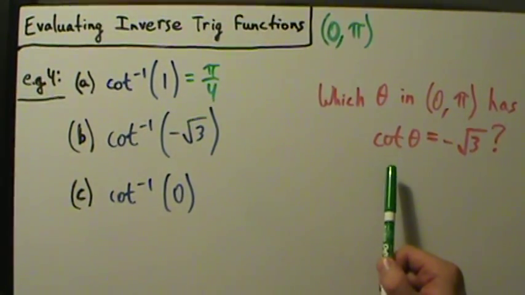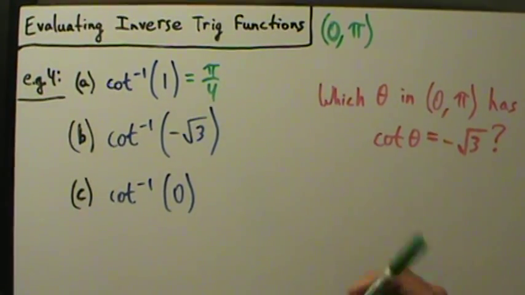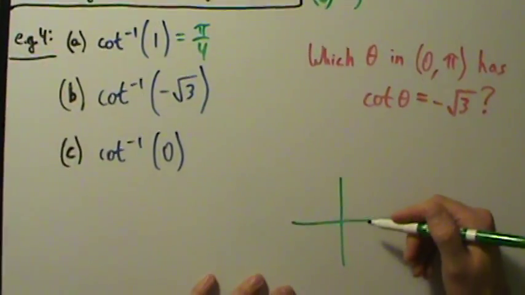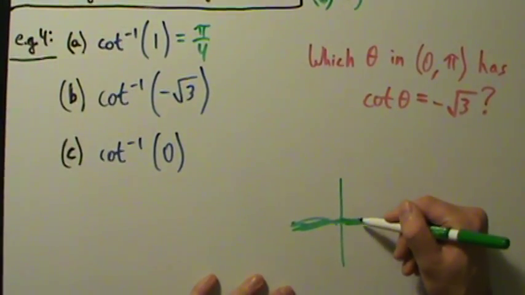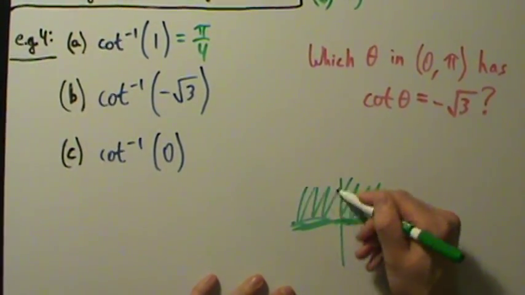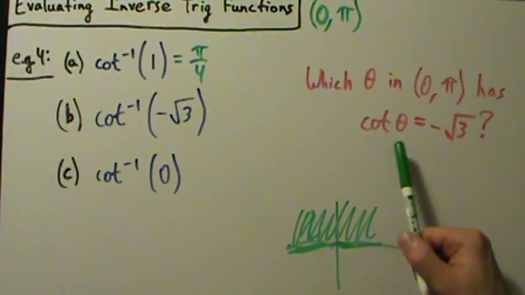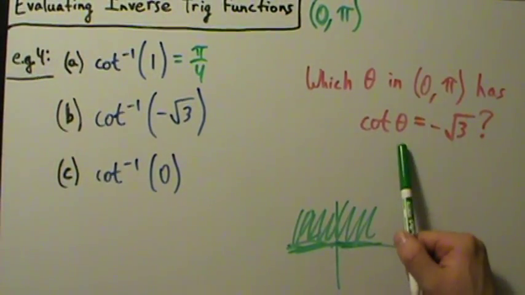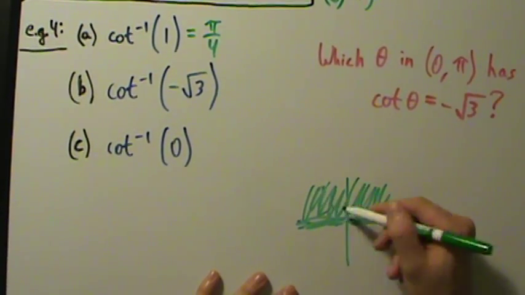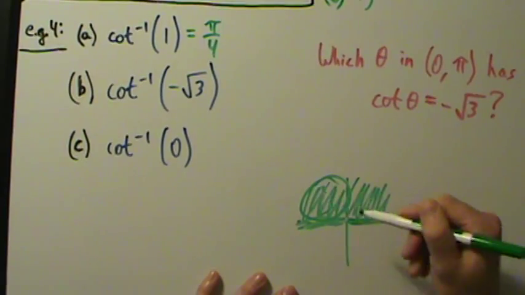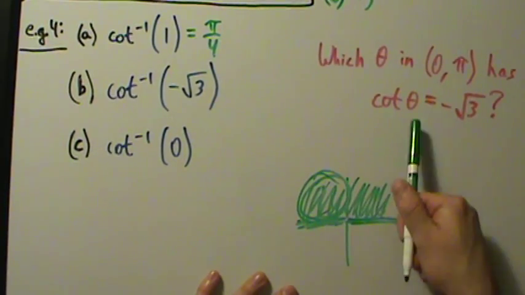Where is cotangent negative? Well, it's negative in the second quadrant, right? So here, 0 is right here, pi is right here. So our answer has to be in the first quadrant or in the second quadrant. Okay, so cotangent of theta is negative root 3. We're looking for this theta. Theta has to be between 0 and pi, so it's in the first quadrant or the second quadrant. Well, it's going to have to be in the second quadrant because cotangent of theta is negative root 3.